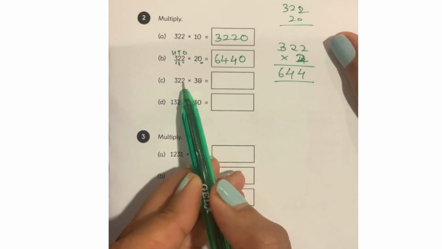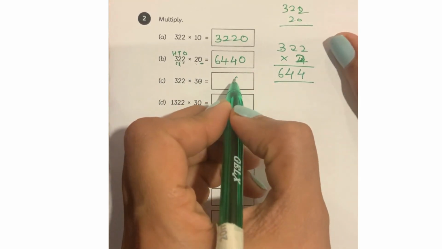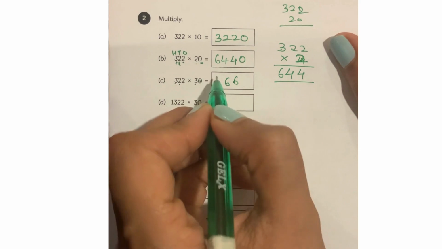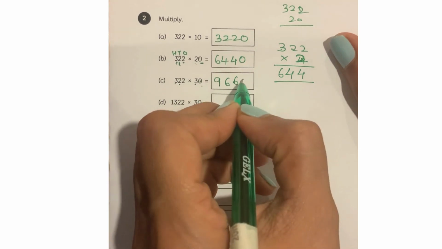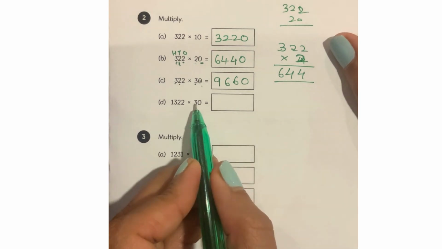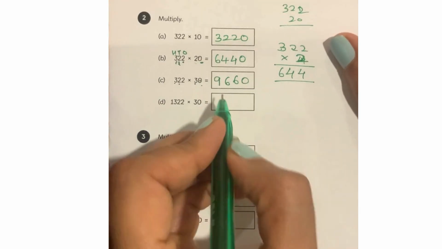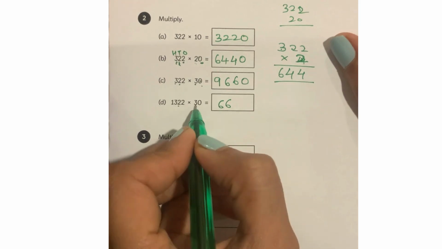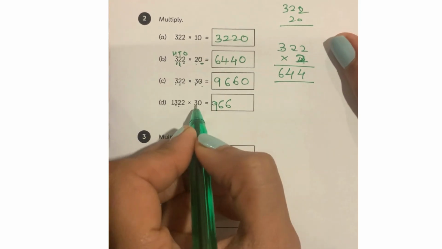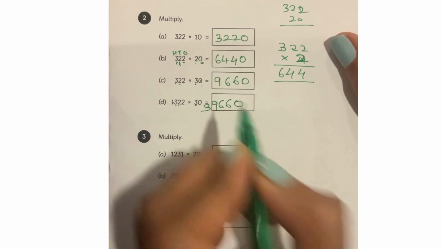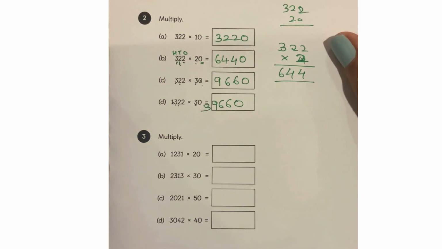So 3 times 2 is 6. 3 times 2 is 6. 3 times 3 is 9. And my 0, I will place it. Simple. Next one. 3 times 2 is 6. 3 times 2 is 6. 3 times 3 is 9. And 3 times 1 is 3. I'll place my 0 and I get my answer.